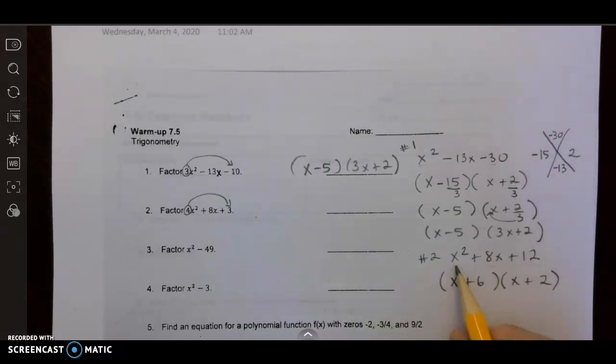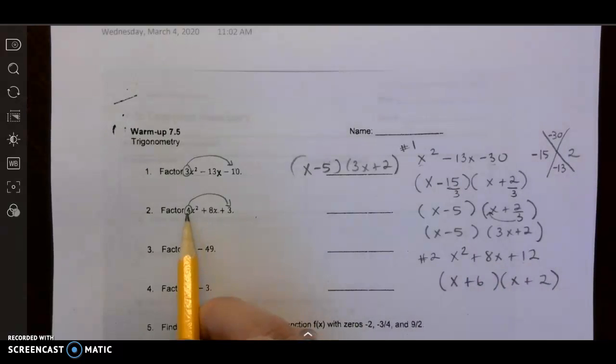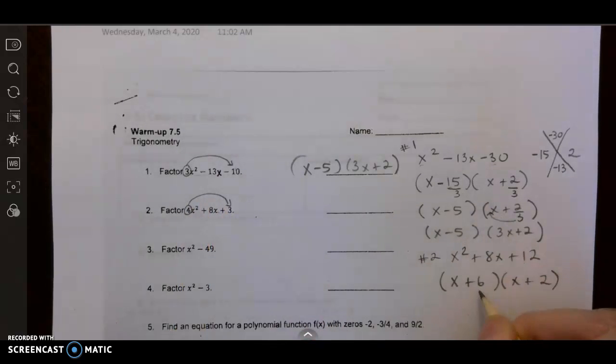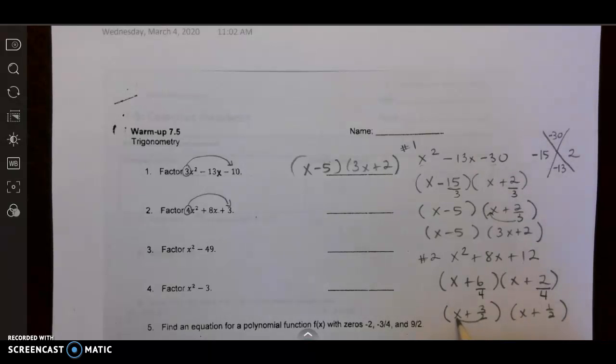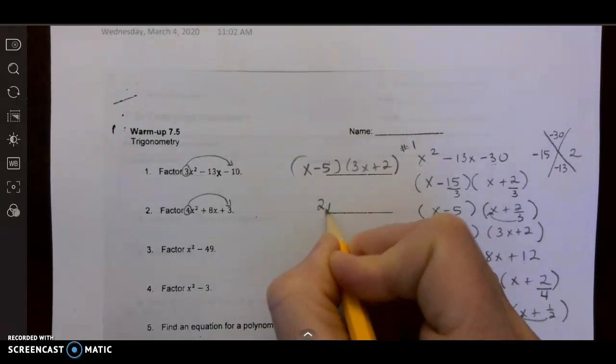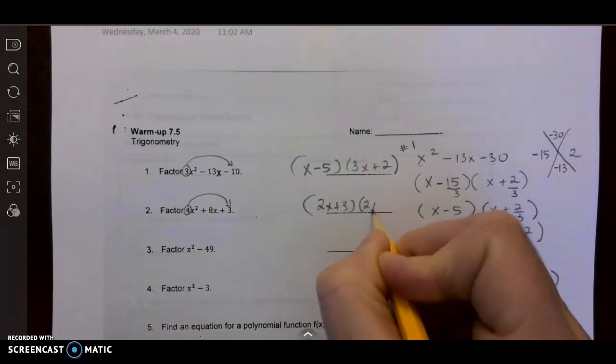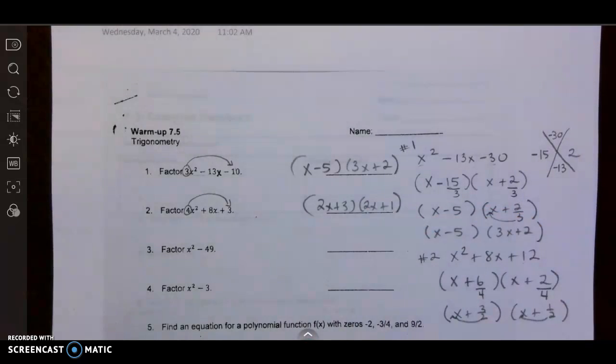Wish I was done, but this isn't what I was factoring. I was factoring this. I multiplied by 4, so now I have to divide by 4. Simplify. And then I need to unslide my denominator, so I get 2x plus 3 and 2x plus 1.